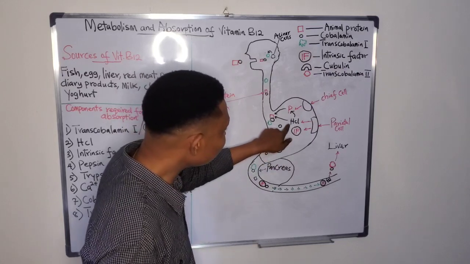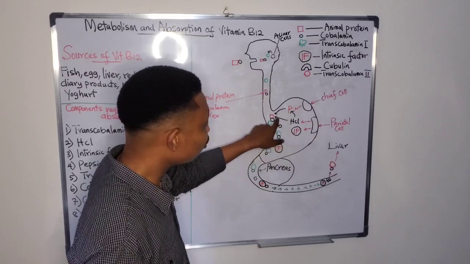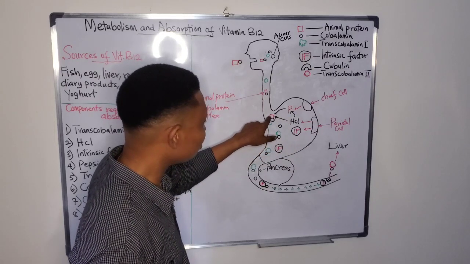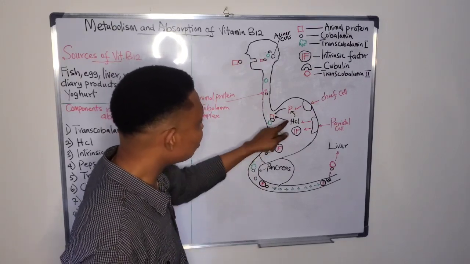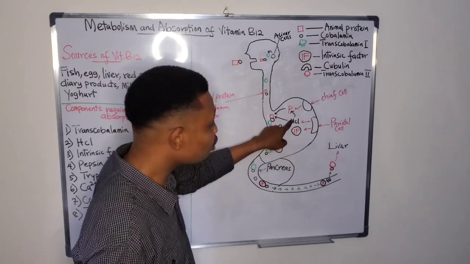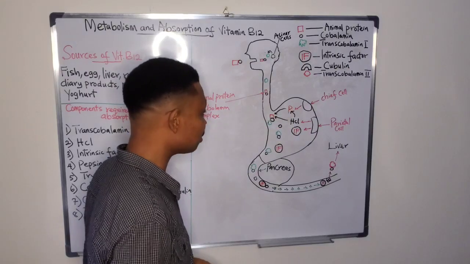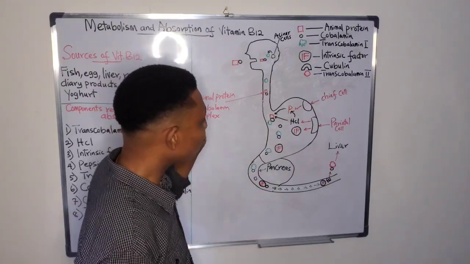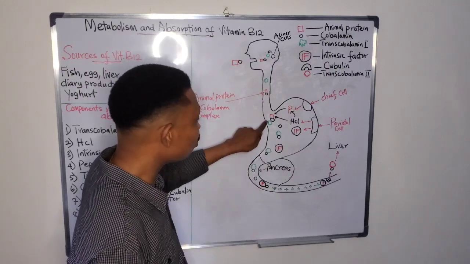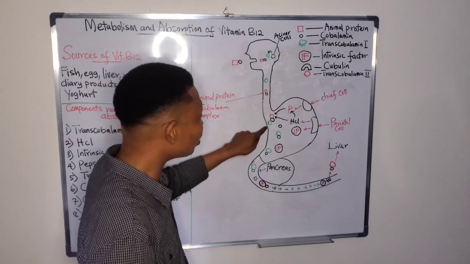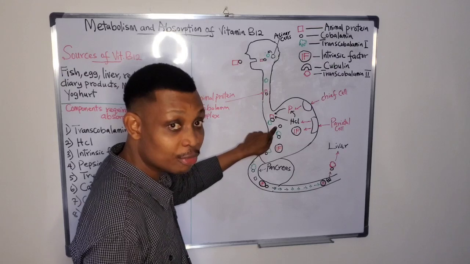Now, the hydrochloric acid that is secreted by the parietal cell, following this arrow, will act on the animal protein to digest it. HCl will also act on pepsinogen secreted by the chief cells and convert it to pepsin. The pepsin, which is the activated form of the pepsinogen, will now further act on the animal protein to degrade it or to hydrolyze it. When that occurs, the cobalamin will become free.